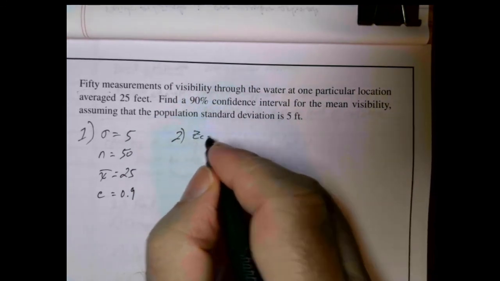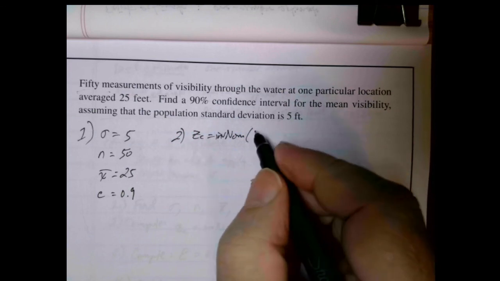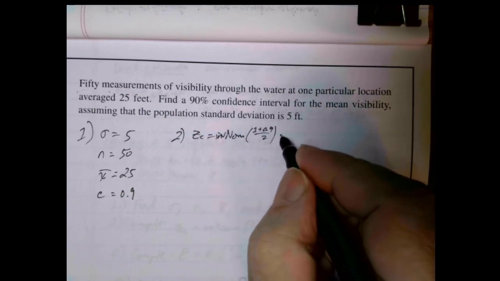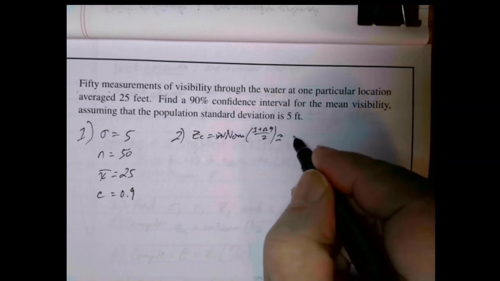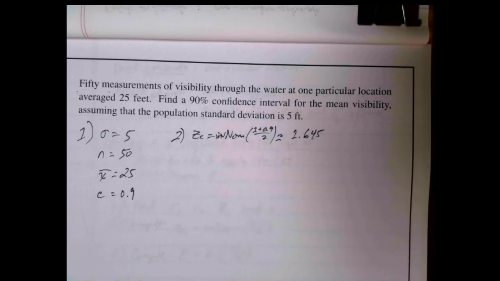Step 2, z sub c is inv norm of (1 plus c) over 2, (1 plus 0.9) over 2, and we use 1.645 to approximate that. Remember, there are two cases in which you round z-scores to 3 decimal places. This is one of them.